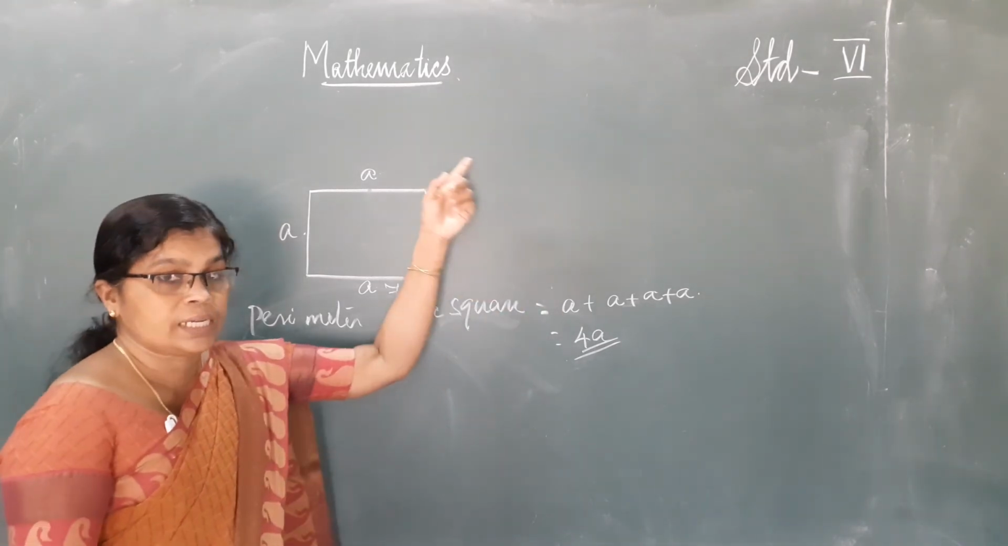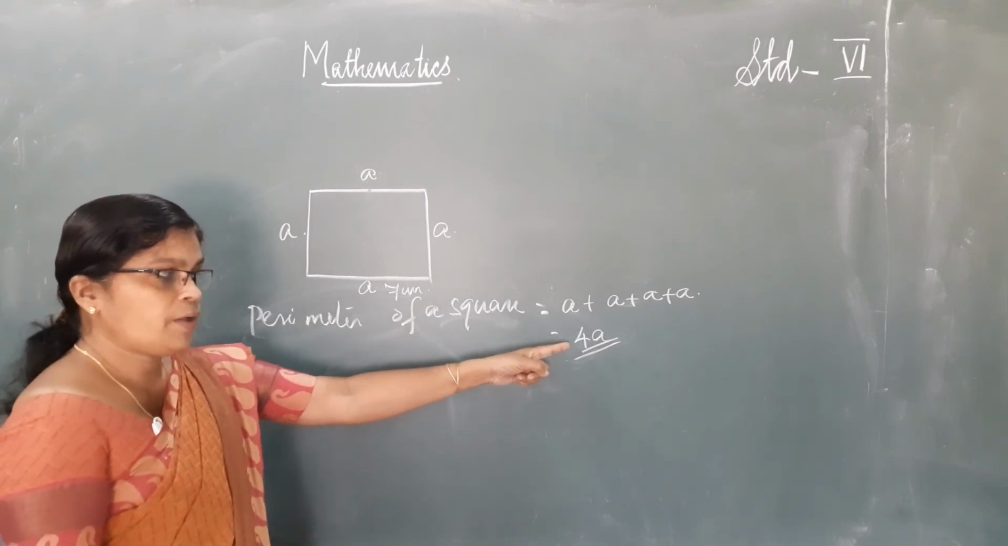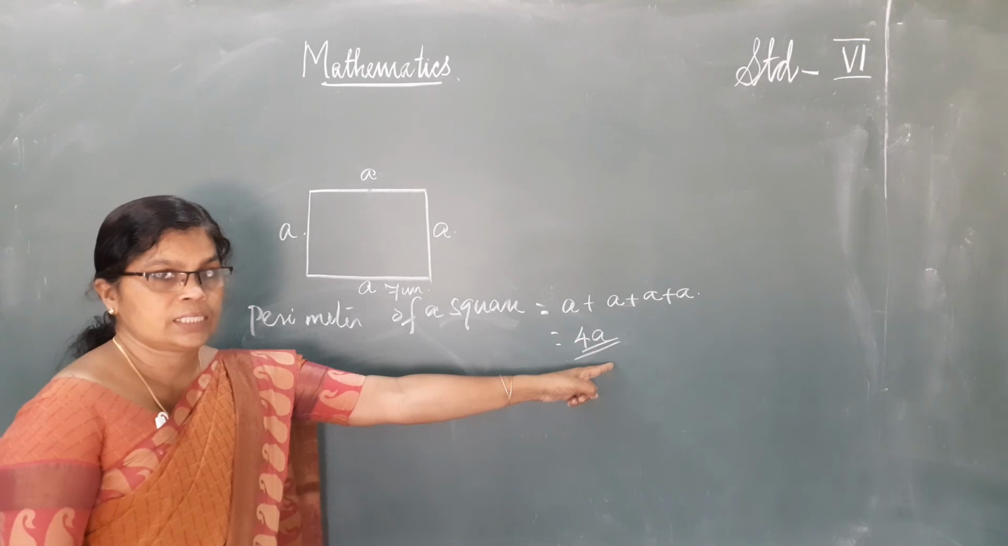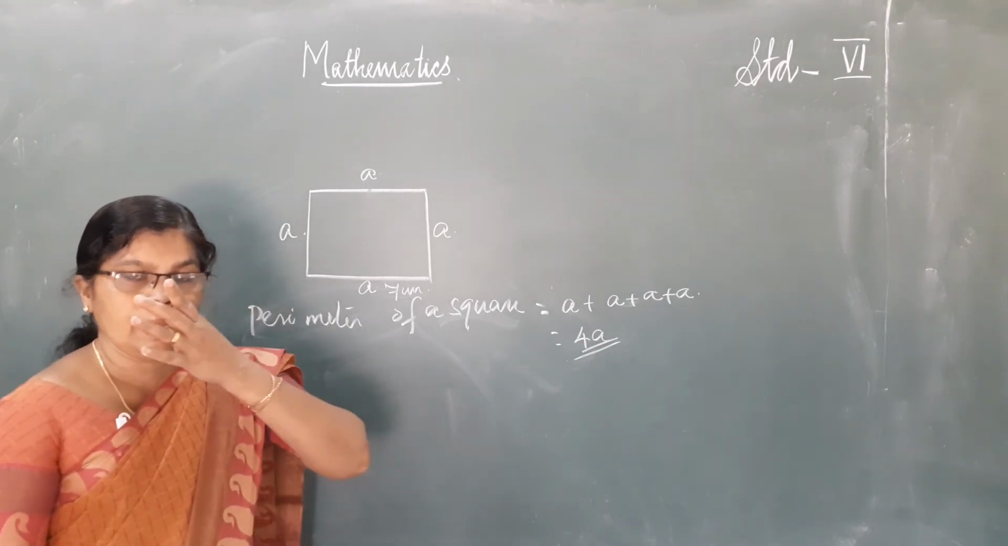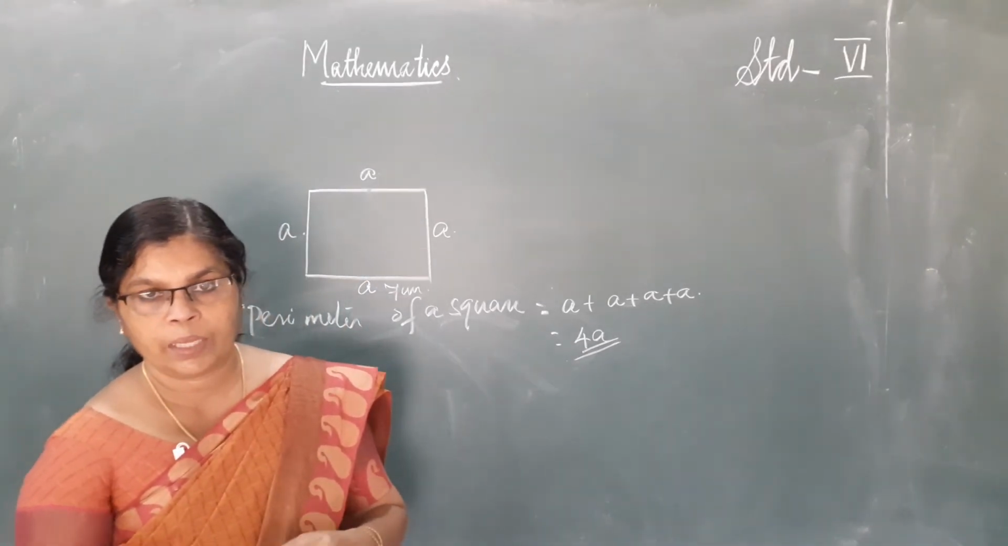For all the sides are equal. In a square all the sides are equal. We have to multiply the side. 7 into 4. A is the side, A is 7 centimeter. 7 4s are 28. We get the answer. Okay, that will be the perimeter of the square.